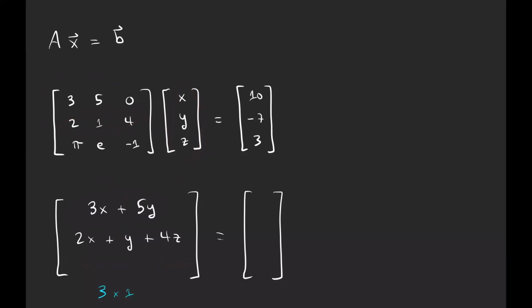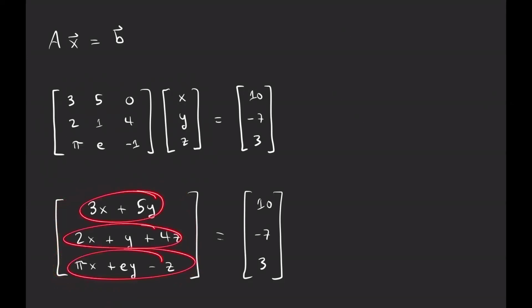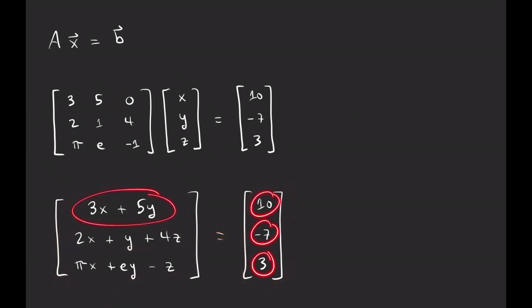And I do the last one, pi x plus e y minus 1 z. And of course, this is still equal to 10, negative 7, 3. This is a 3 by 1. This looks weird. This looks big. It looks like a matrix. This is a vector with one entry, one entry, one entry, and it is set equal to a vector that has a top entry, a middle entry, a bottom entry.